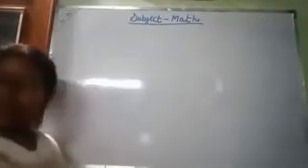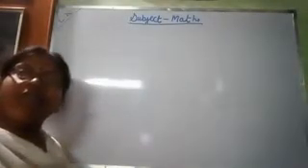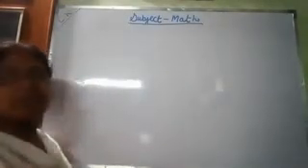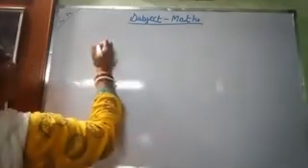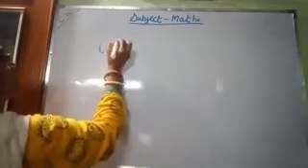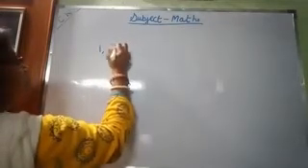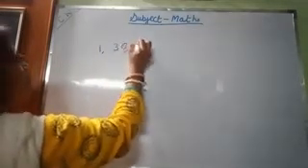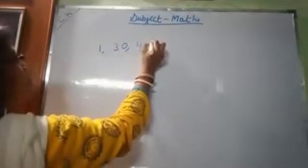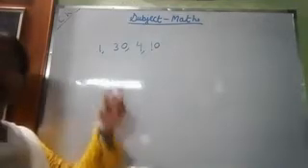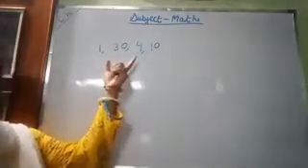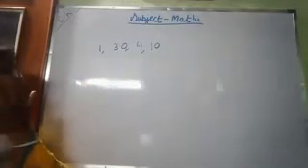Now, I have already discussed bigger numbers and smaller numbers. Suppose the numbers are 1, 30, 4, 10. Which is the bigger number here? Which is the bigger number? You circle the bigger number.